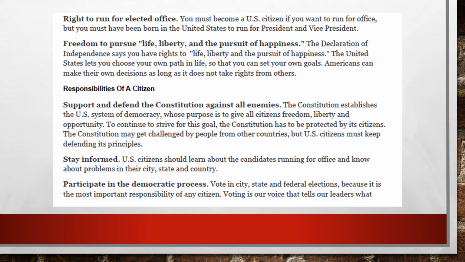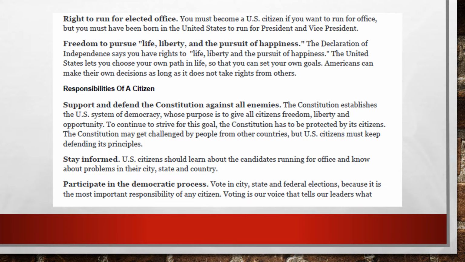Responsibilities of a citizen. Support and defend the Constitution against all enemies. The Constitution establishes the U.S. system of democracy, whose purpose is to give all citizens freedom, liberty, and opportunity. To continue to strive for this goal, the Constitution has to be protected by its citizens. The Constitution may get challenged by people from other countries, but U.S. citizens must keep defending its principles.